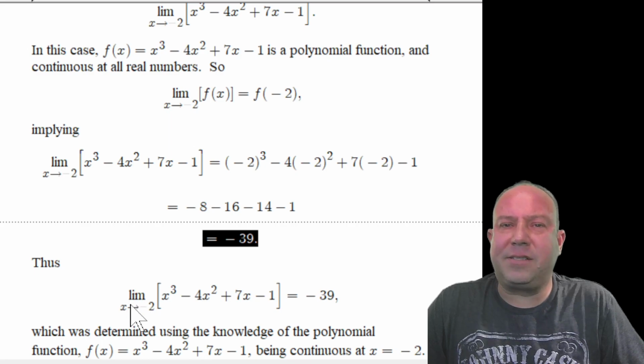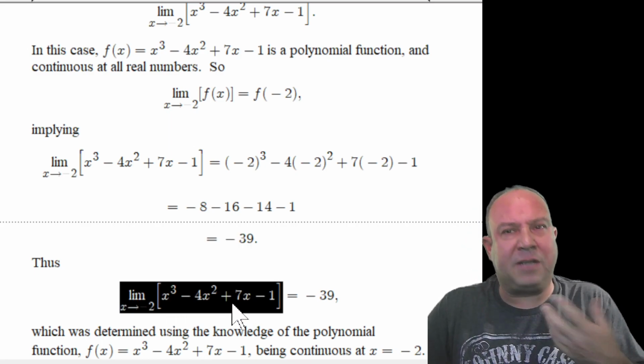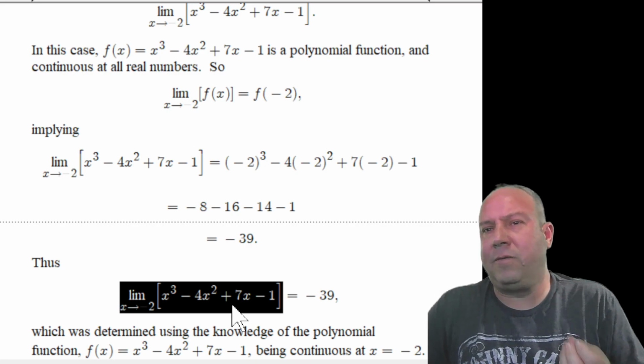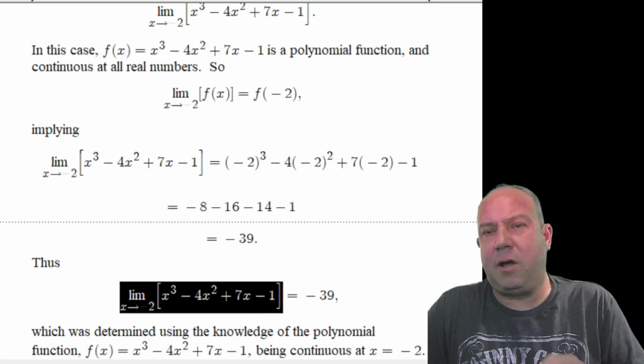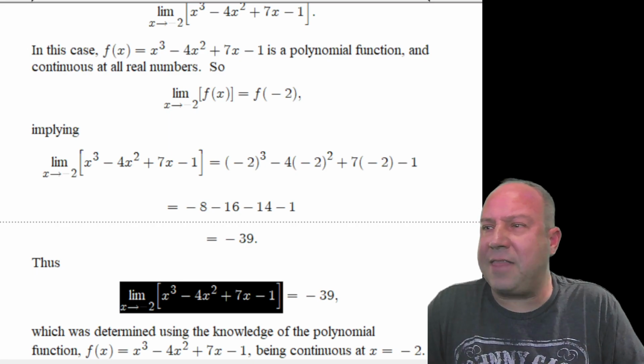Right? Thus, the limit as x approaches -2 for this polynomial function, x cubed minus 4x squared plus 7x minus 1, must all equal the value of -39. And we were able to draw that result from just knowledge of the polynomial function being continuous at the value of x equal to -2.